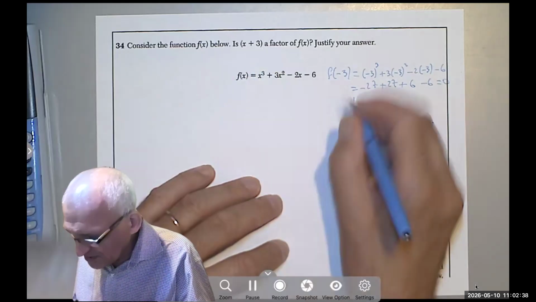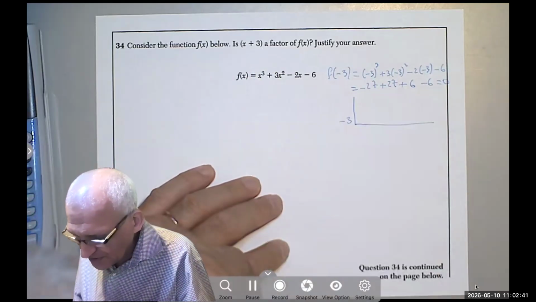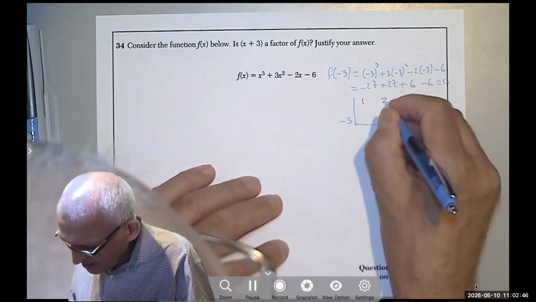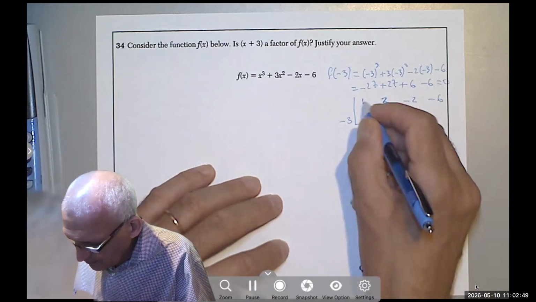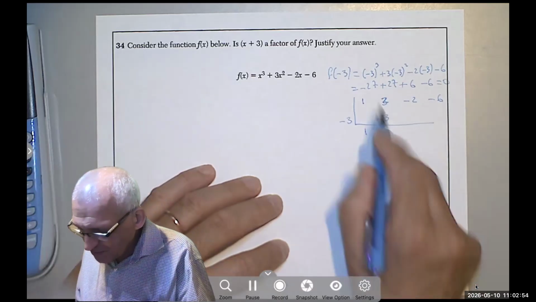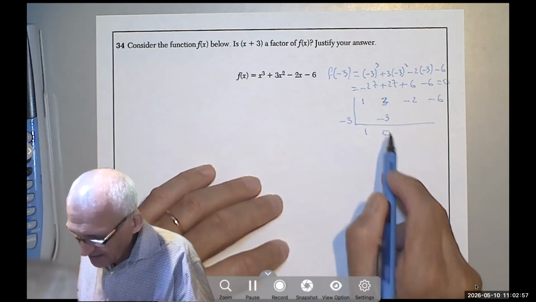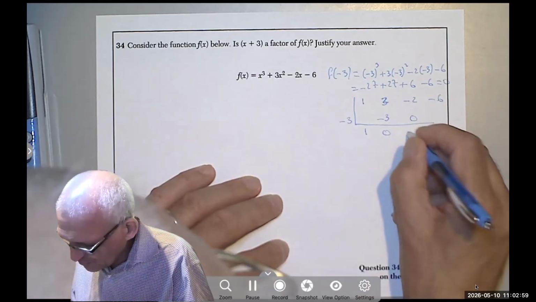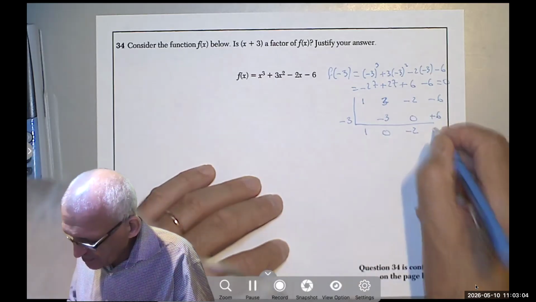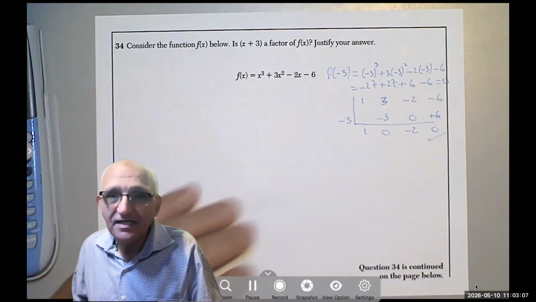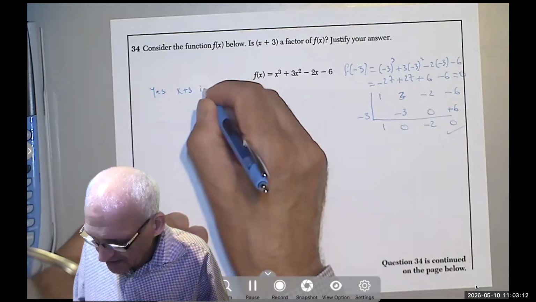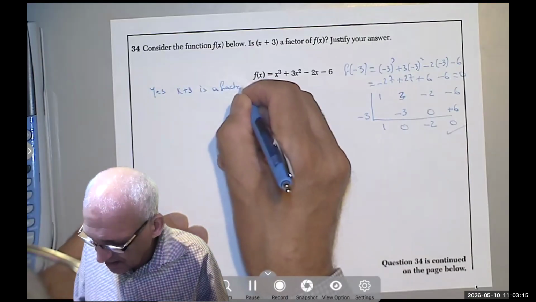Okay, the easy one would be synthetic division. If x plus 3 equals 0, then x equals -3. That's the root. I have 1, 3, -2, -6. The 1 drops down. 1 times -3 is -3. They add up to 0. That's why the first two give you 0, right? 0 times -3 is 0, plus -2 is -2, and -2 times -3 is positive 6. They add up to 0. So yes, it is.